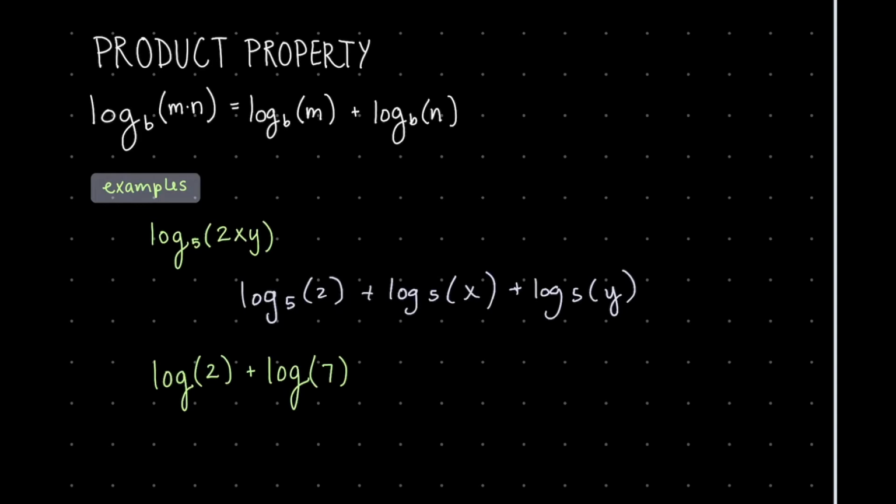Okay. Then if I look at the second example here, we have two logs being added together. They do have the same base. It's base 10, right? This is a common log. So we are able to condense it. We can take what's in the logs and multiply them together. And since 2 times 7 can be simplified, I'm just going to go ahead and do it. Okay, so that is the product property.